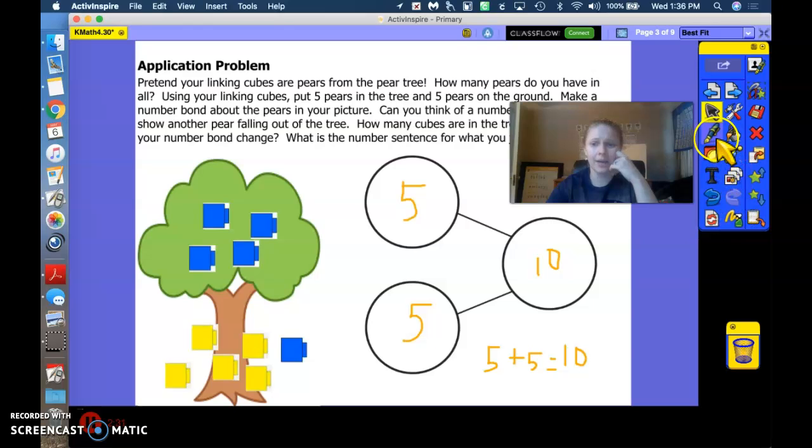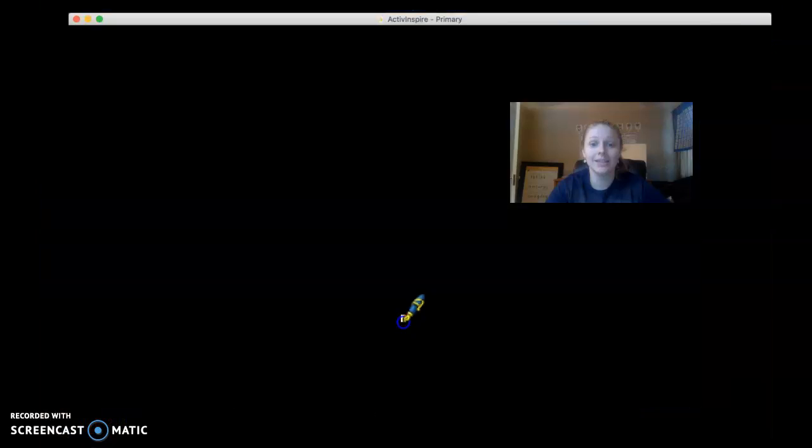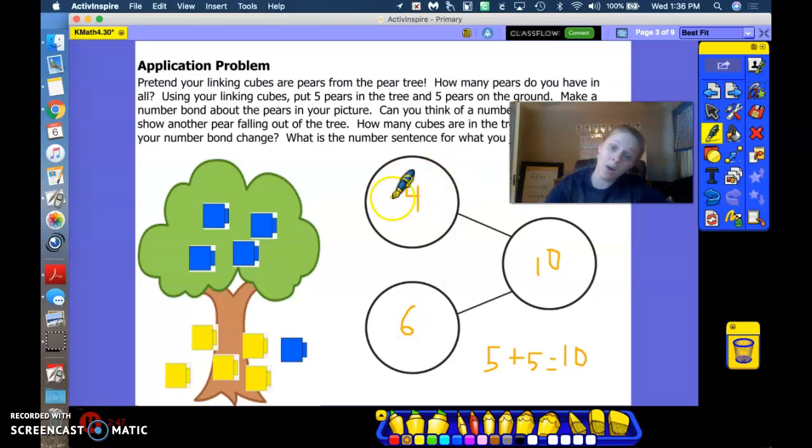Can you help me? All right, I'm going to get out my eraser. Let's see. I'm going to erase my parts. I think my parts have changed. How many pears in the tree? 4. How many pears on the ground? 6. So we went down from 5. We went down by 1 less, and then we went 1 more for this part. So 4 and 6 makes 10. I'm going to change my number sentence to match that. So we had 5 and 5, and then we changed it to 4 and 6. More on the ground now than in the tree.